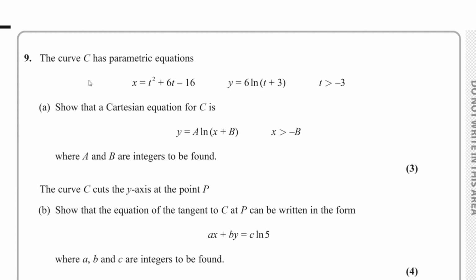Question number 9. The curve C has parametric equations x equals t squared plus 6t subtract 16 and y equals 6 times the natural log of t plus 3, where t is greater than negative 3. Part A, show that a Cartesian equation for C is y equals a times the natural log of x plus b, where x is greater than negative b, where a and b are integers to be found.